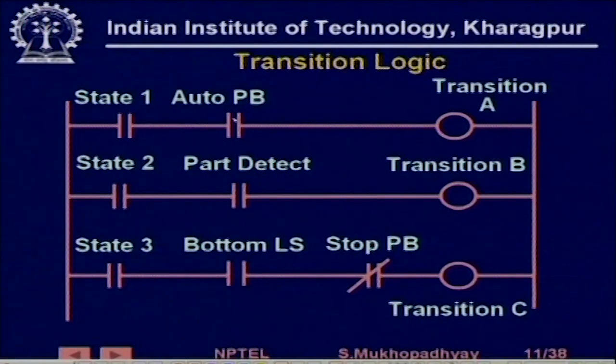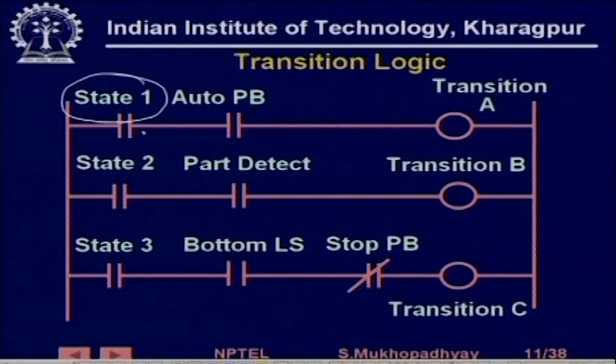It says that if the system is in state 1, that depends on the state logic. Corresponding to every transition we have an output coil, and corresponding to every state we have output coils. This is actually an auxiliary contact corresponding to the output coil called state 1. So it is an abstract variable actually. If the system is in state 1, then this contact will be made. And at that point of time, if the auto push button signal comes, then transition A will get enabled. So it will be on. If we have modeled our system well, then at a time only one transition will get on. If we don't consider concurrency, then at a time only one transition will get on.